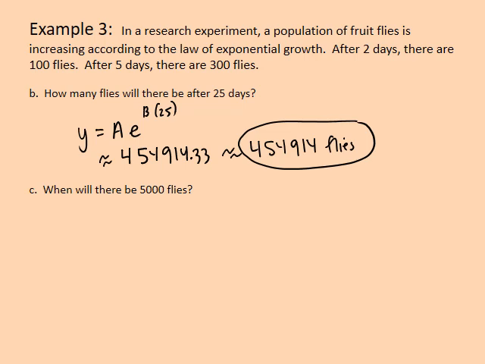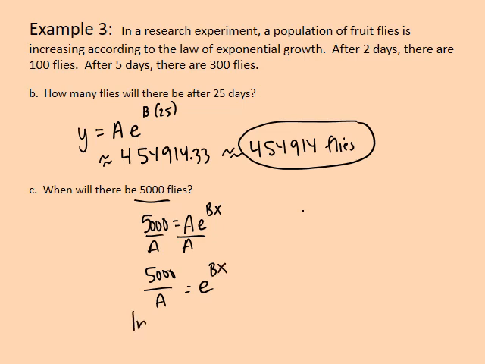By the same token, they are asking us when there will be 5,000 flies. So we need to solve the equation for x. So we have 5,000 equals A e to the bx. Now remember, A and B are just stored values in my calculator. So I'm going to divide both sides by A. So I have 5,000 divided by A equals e to the bx.